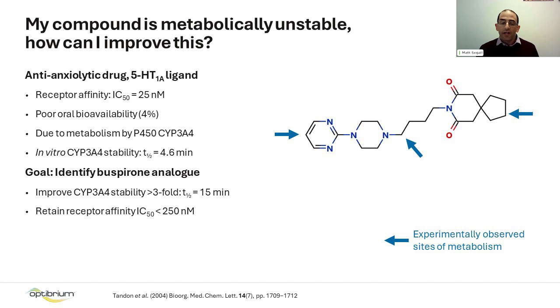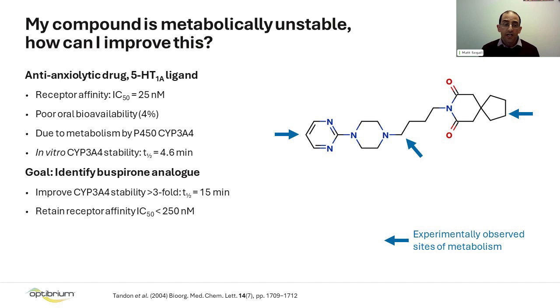And I'm just going to show a very brief and simplified version of a study that was published, using much older versions of the models that we used back in 2004, in Bioorganic Medicinal Chemistry Letters. But this focused around the design of analogues of Buspirone. So Buspirone is a drug. It's an anxiolytic and a ligand for 5-HT1A. It's got excellent receptor affinity, 25 nanomolar, but it does suffer from poor and variable oral bioavailability, and that is driven by metabolism by cytochrome P450, specifically CYP3A4. And one can see this in vitro. It has a half-life in vitro of 4.6 minutes.